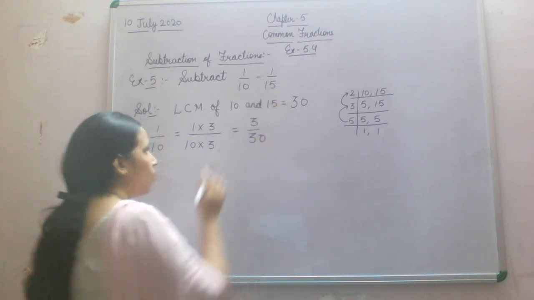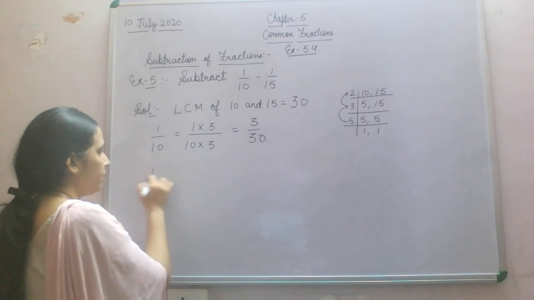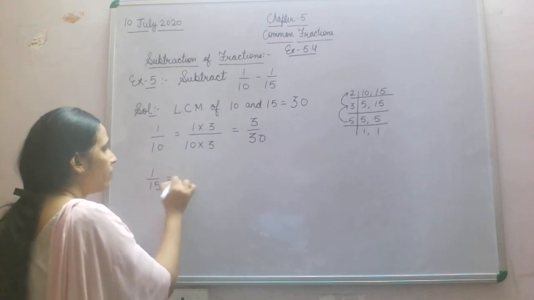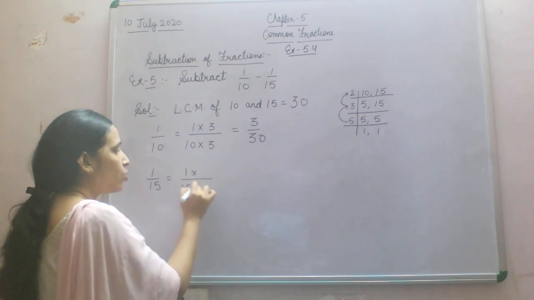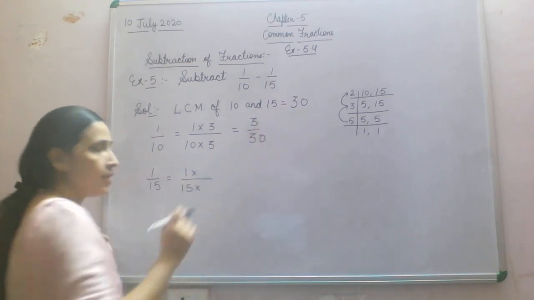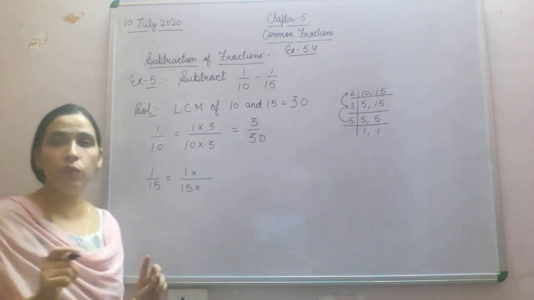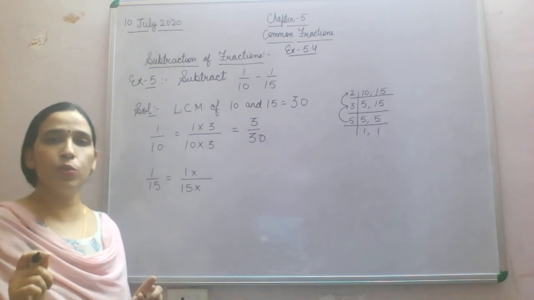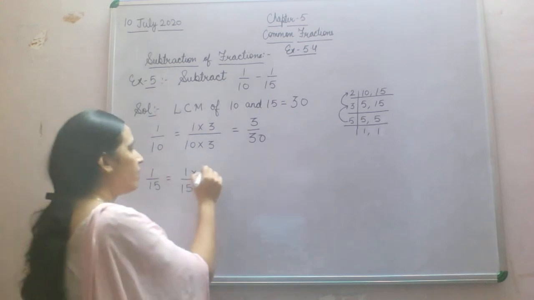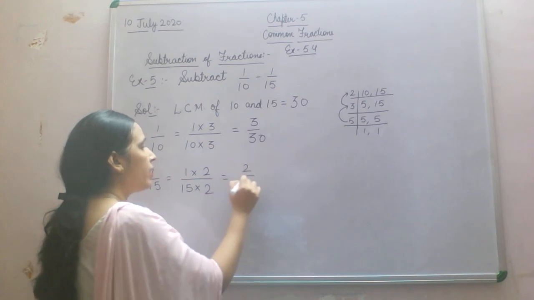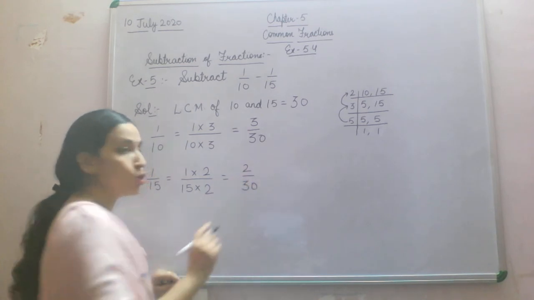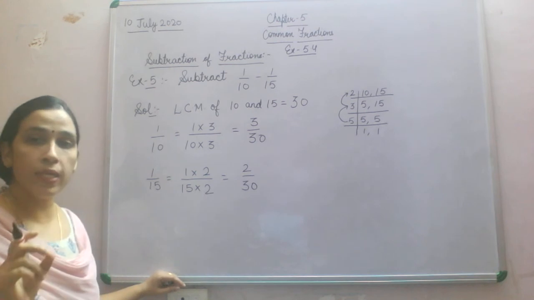Next is 1 by 15. Now 15 will be multiplied by which number so that the product will become 30? Yes, 2. 15 ones are 15, 15 twos are 30. So here we will multiply it by 2. Now this will become 2 by 30. Now what is the next step?